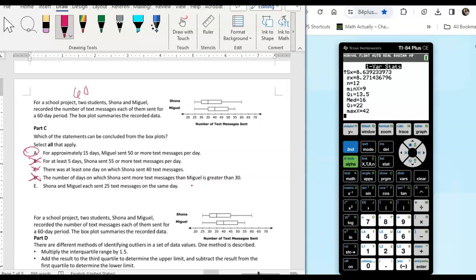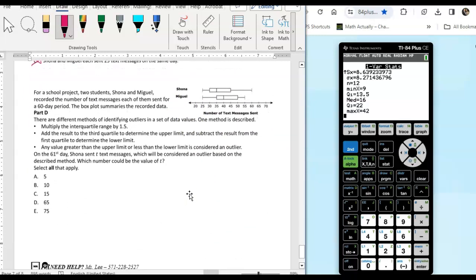And then E, Shona and Miguel each sent 25 text messages on the same day. Again, we cannot tell, right? They both sent 25 text messages at some point, but we don't know if it was on the same day. It could have been any one of those days in that 60-day period. So this is a tricky one because it says select all that apply, but the only one that really applies that's true is A.